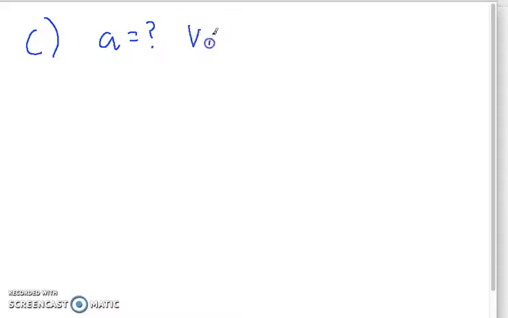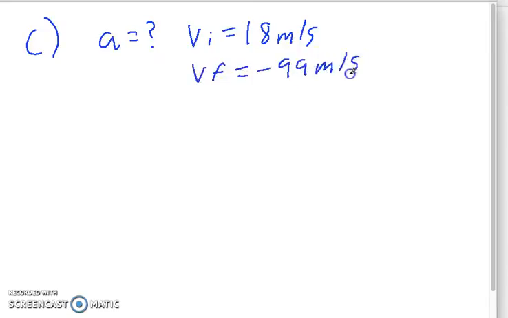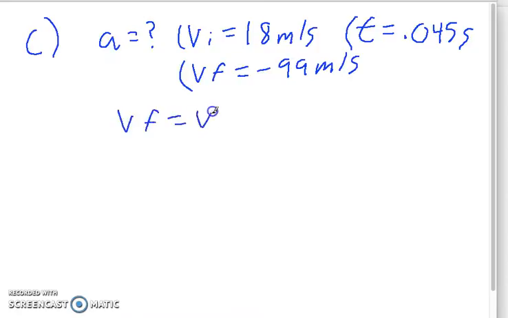We know the initial velocity is 18 meters a second. We know the final is ultimately negative 99 meters per second. That was just calculated in part B. And we know that the time is 45 milliseconds, or 0.045 seconds. So we have the initial velocity, final velocity, the time. Great. So if we're solving for the acceleration, we can use a kinematic formula. This should be pretty familiar.